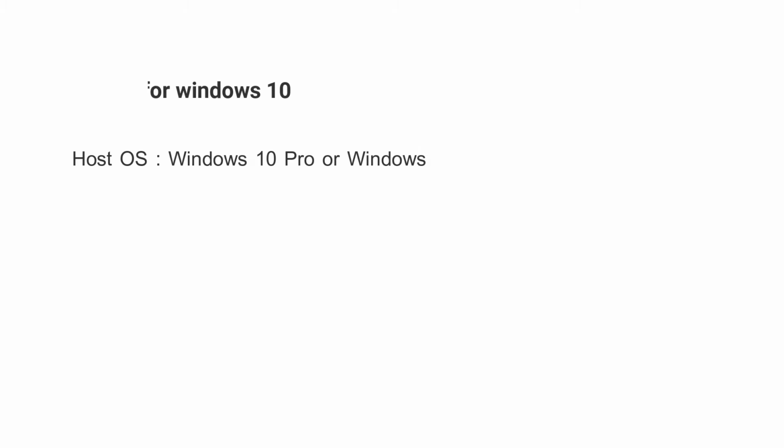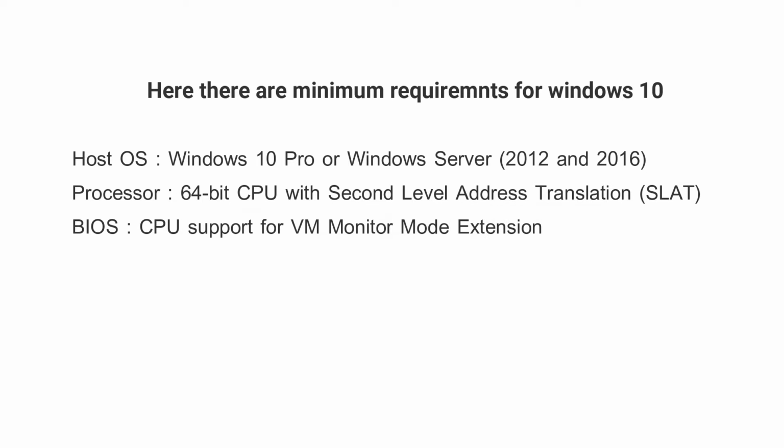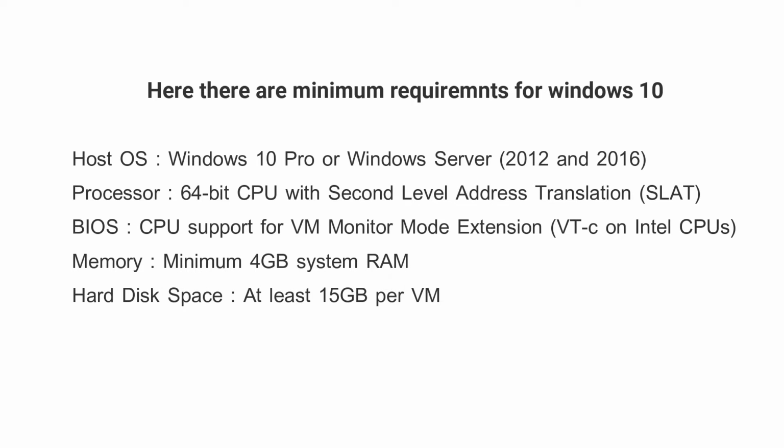Here are the minimum requirements for Windows 10. Windows Hyper-V minimum requirements for a virtual machine in Windows 10. Host OS: Windows 10 Pro or Windows Server 2012 and 2016. Processor: 64-bit CPU with second-level address translation, SLAT. BIOS: CPU support for VM monitor mode extension, VT-x on Intel CPUs. Memory: minimum 4 GB system RAM. Hard disk space: at least 15 GB per VM.